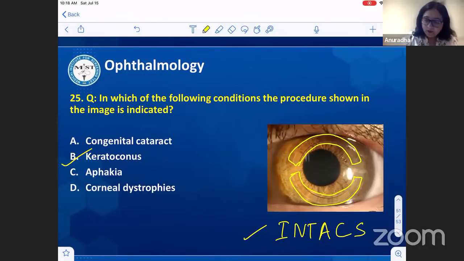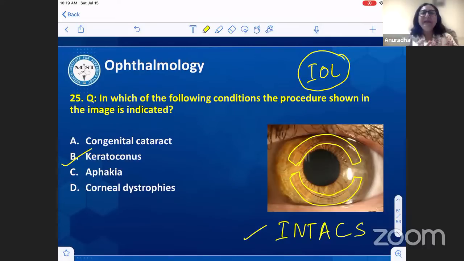This is not an IOL. The thing which you can get confused with is the intraocular lens. This is not an intraocular lens, because an intraocular lens will be completely round. If it is a posterior chamber intraocular lens, that will be behind the iris. If it is an anterior chamber intraocular lens, that will be in front of the iris, but that will be completely round, not semicircular rings. So this is not for treatment of congenital cataract or aphakia or corneal dystrophies. Corneal dystrophies you treat with keratoplasty if they need treatment. Okay, so this is keratoconus, right? Yes, if it were aphakia, it would be a jet black pupil.